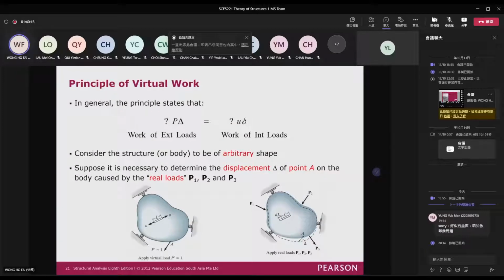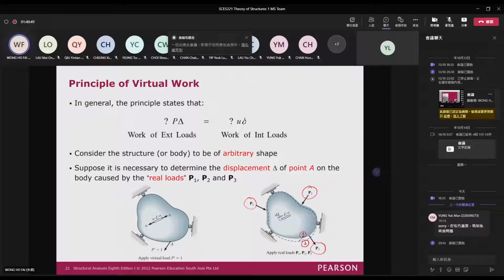You can imagine this diagram, which may make it easier to understand. If you have a structure here, and on the right-hand side you have forces P1, P2, and P3 applied on the structure, then these forces will cause deformation, or we can call it external deformation, of any point of the structure. Consider point A here, it will cause a deformation of delta.